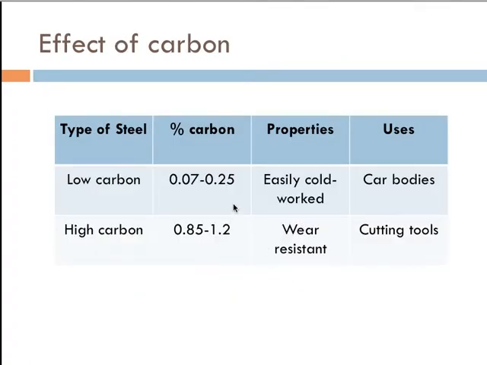Right, if we add carbon to the iron, there's a low carbon type steel, percentages 0.07 to 0.25%. These are easily cold worked and used typically for car bodies. Higher carbon is wear resistant, not as easy to work with, and those are cutting tools, so they're definitely harder and used in applications where that property would make sense.